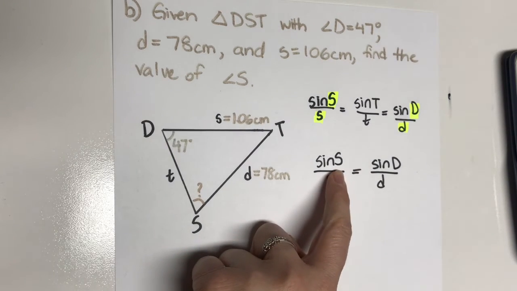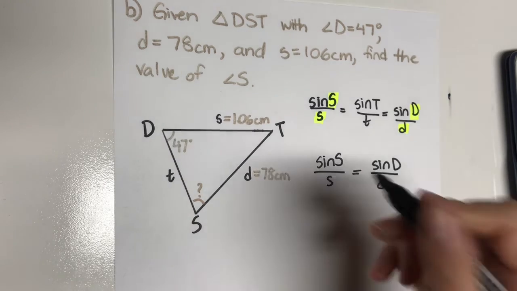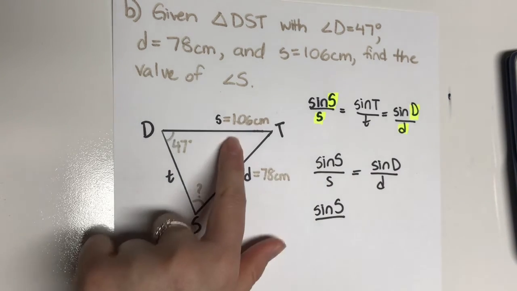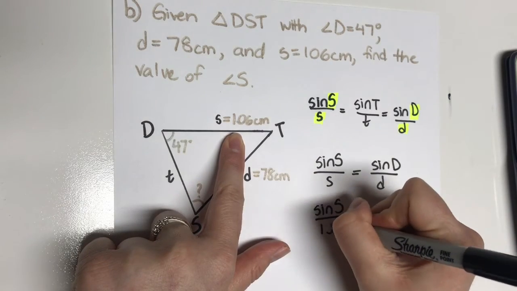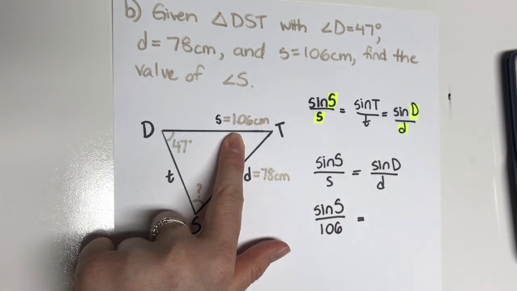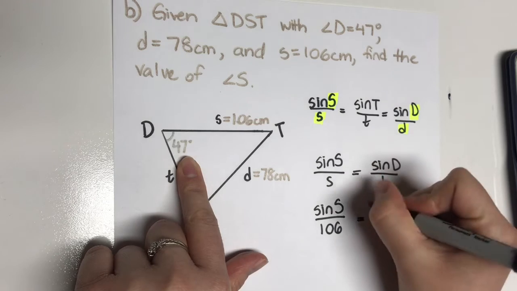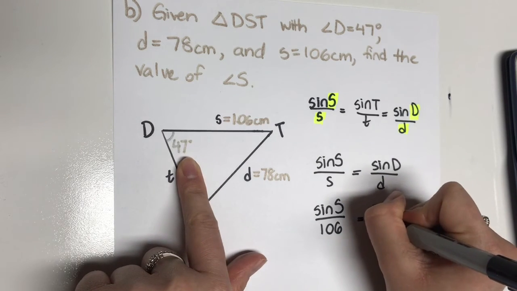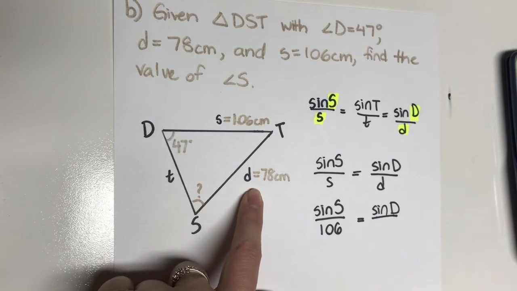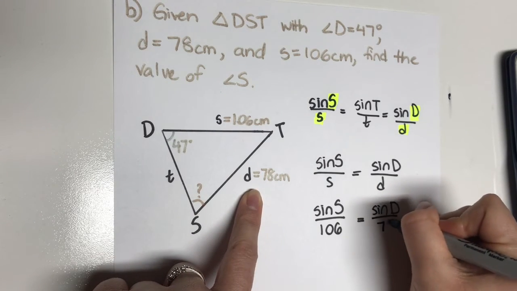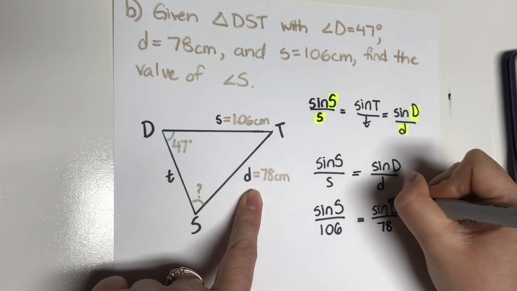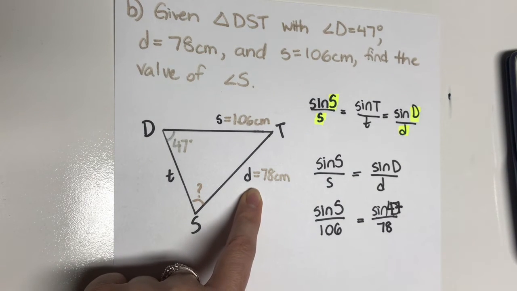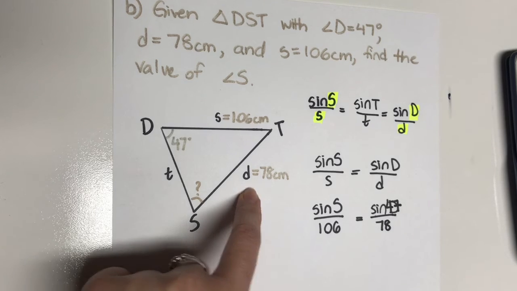And I'm going to replace it with what I know. I'm looking for angle S, so I'm going to keep that a variable. Side length S is 106. I have angle D, and I have side length D.